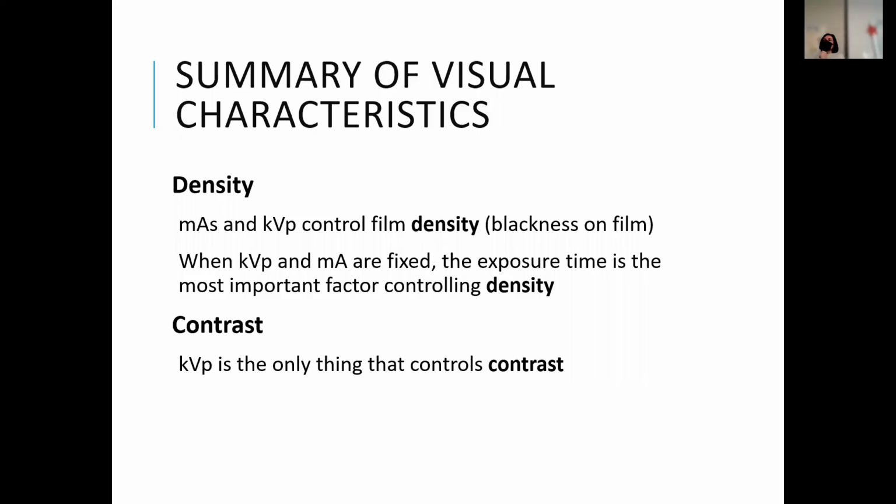So in summary, density is the overall blackness of a film when we're talking about the quality, and it can be changed by MA and KVP. If your KVP and your MA are fixed and you can't do anything about it, but on ours, for example, you can change the exposure time, that can affect the density as well. So exposure time can also affect density. Contrast is only affected by your KVP.